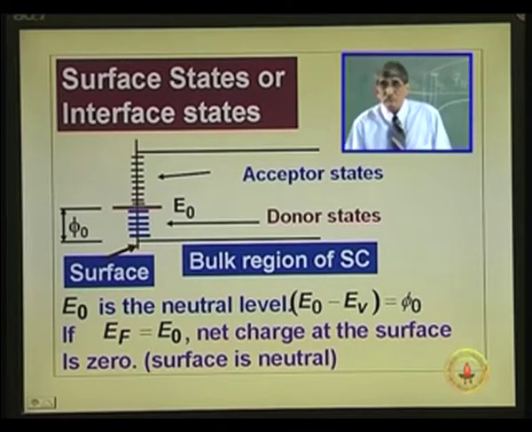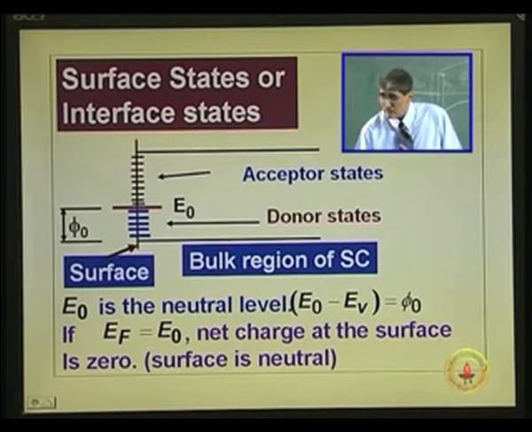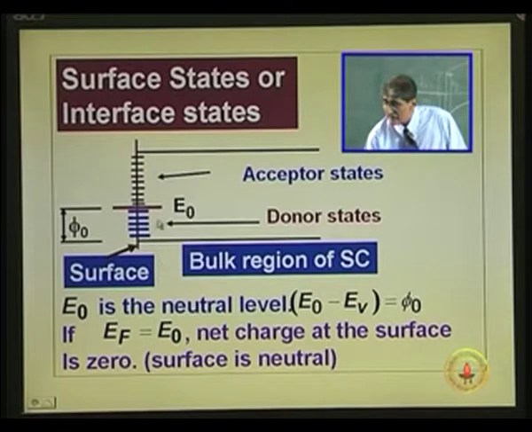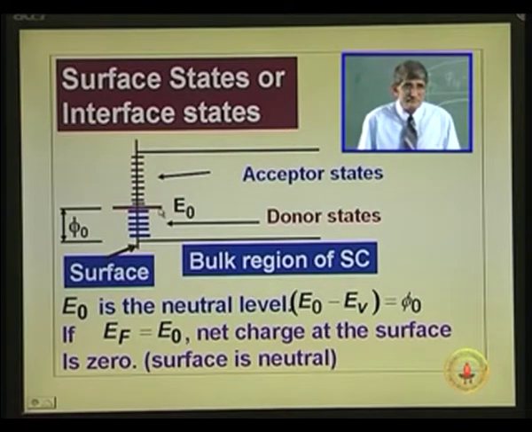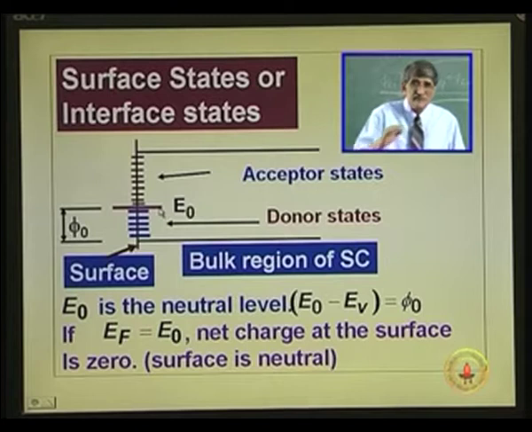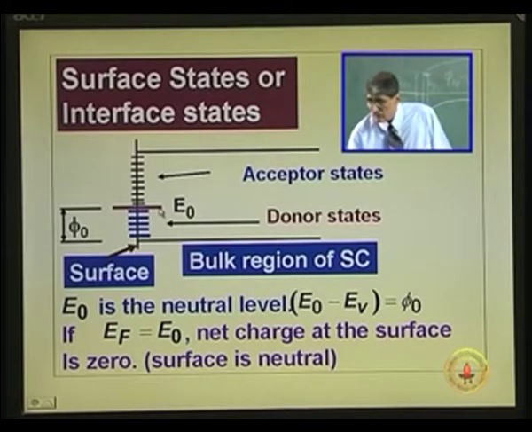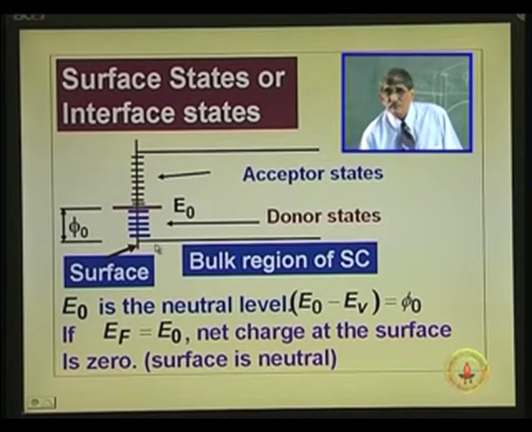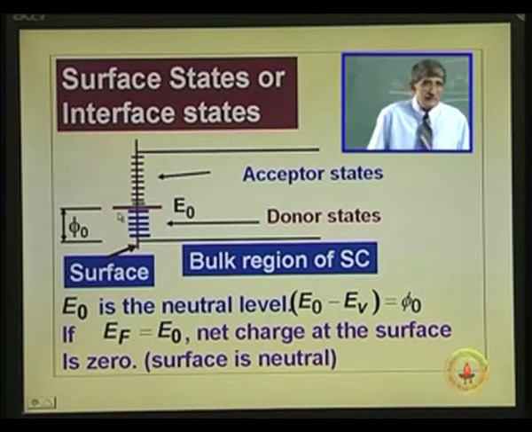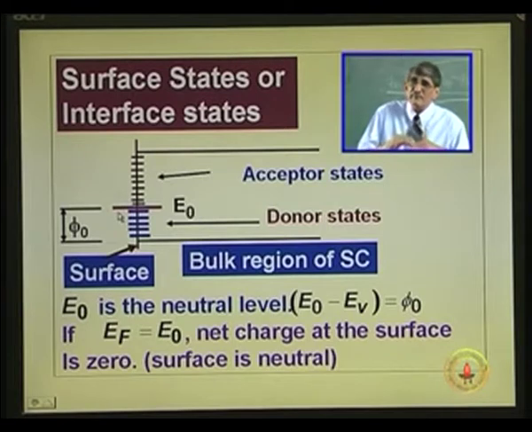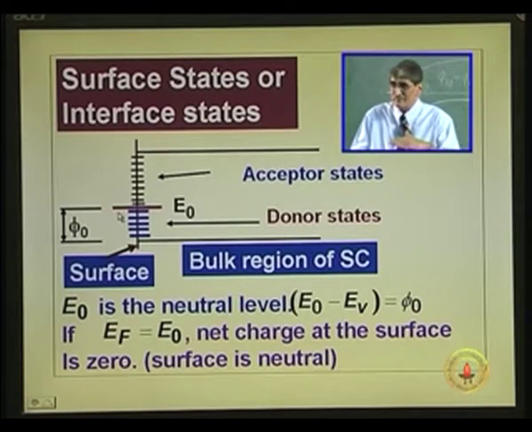Okay. More precisely, suppose the Fermi level is matching with that E naught. If the Fermi level is coinciding with the E naught, what is the charge state of these donors? What is the charge state of acceptors? Please understand, all the levels below the Fermi level are occupied.